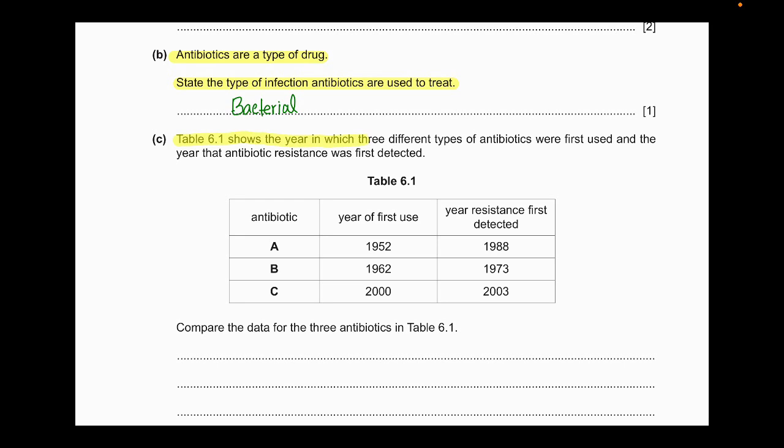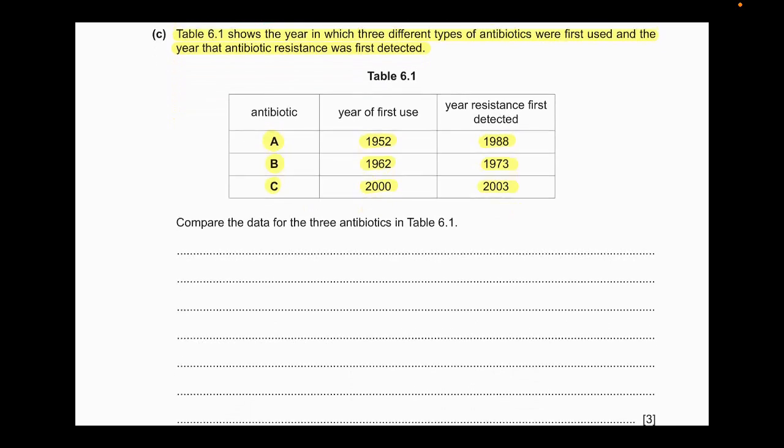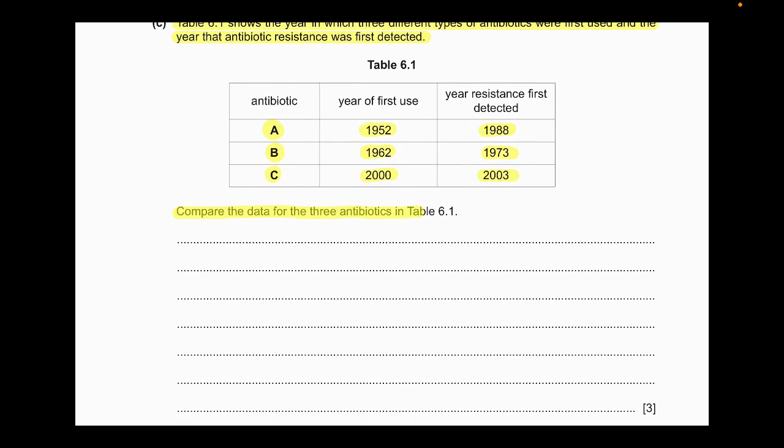Table 6.1 shows the year in which three different types of antibiotics were first used and the year that antibiotic resistance was first detected. So antibiotic A was used in 1952. Year resistance first detected was 1988. B, we started the first use in 1962 and we detected in 1973. C, we started use in 2000 but we detected in 2003. Compare the data for the three antibiotics in Table 6.1.